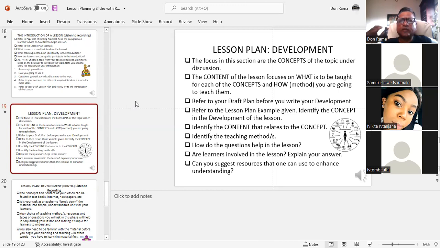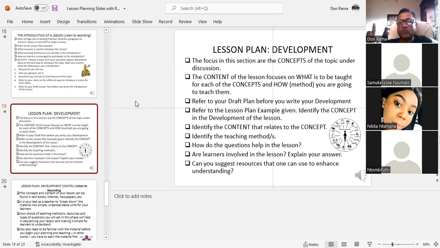So the most important part of the lesson is the development part of the lesson. Here, the focus in this section is on the concepts of the topic under discussion. I explained to you what concepts are. The content of the lesson focuses on what is to be taught for each of the concepts. If you take two concepts, you must talk about exactly what you're going to teach under that topic, right?